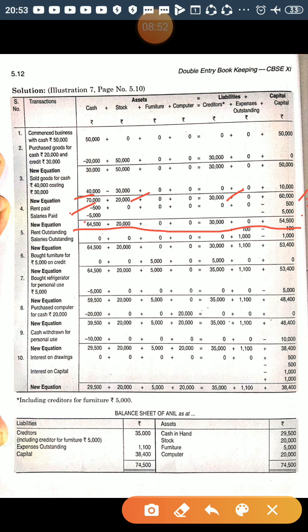So cash becomes 64,500. Stock is 20,000. Furniture 0. Computer 0. Creditors 30,000. Outstanding expenses 0. And capital becomes 54,500. If you add both the amounts, you get to know that asset side is equal to the liability plus capital side.